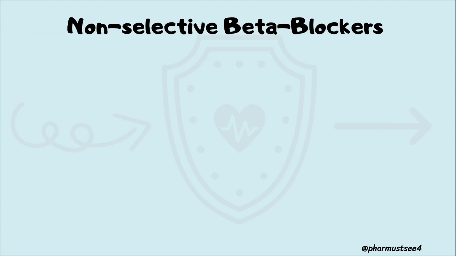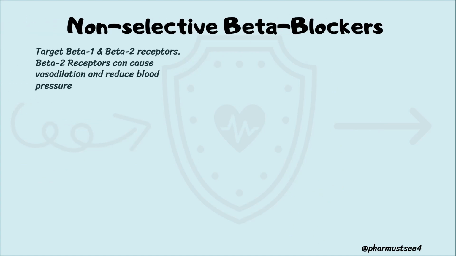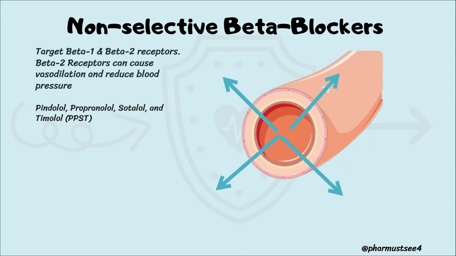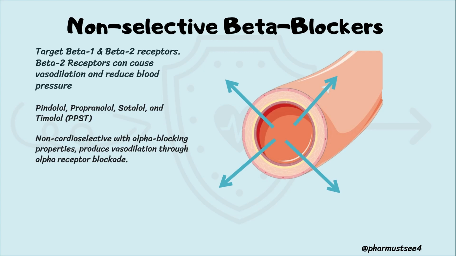Non-cardioselective beta blockers target both beta 1 and beta 2 receptors, which can cause vasodilation and reduce blood pressure. These include pindolol, propanolol, sotalol, and timolol. Another way to remember these is that most of the non-selective ones start with the letter near the end of the alphabet, with the exception of carvedilol.